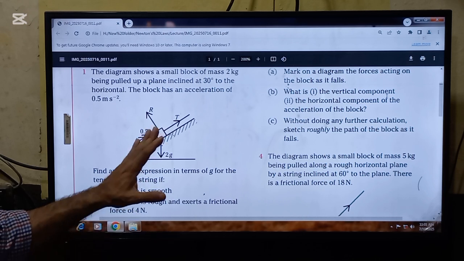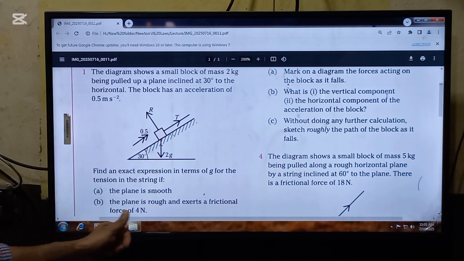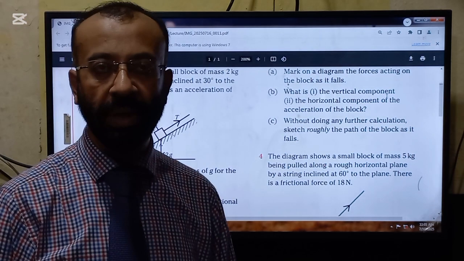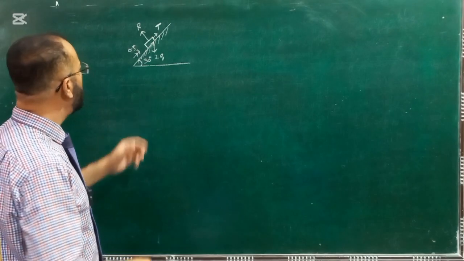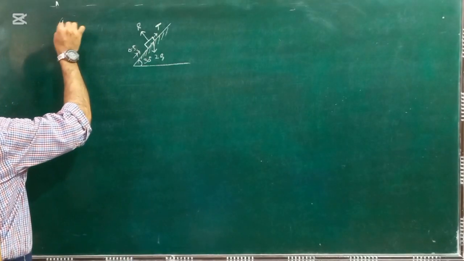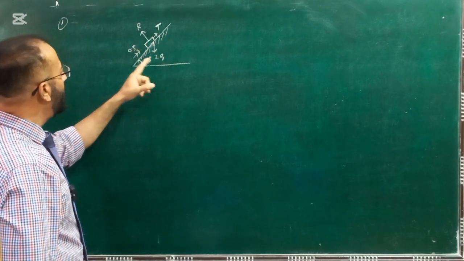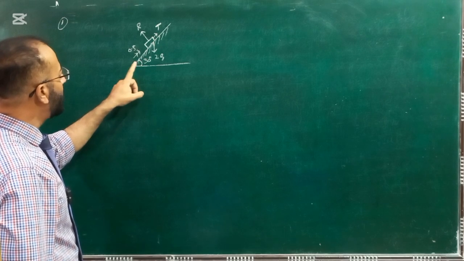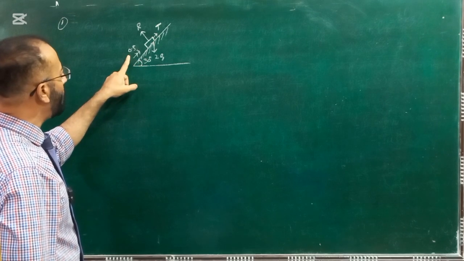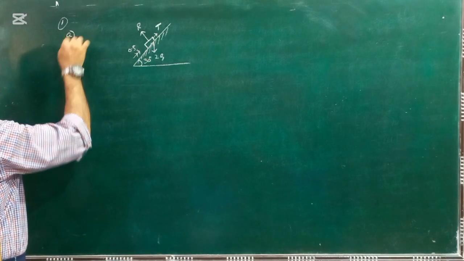So in the first part, the plane is smooth, so there will be no friction. And in the second part, the plane is rough and exerts a frictional force of 4 Newton. Now come to the board. We will solve this question on the board now. So this is the figure of question number 1. A mass of 2 kg is moving up at an inclination of 30 degree. Acceleration produced is 0.5, and in A part it is given that the plane is smooth.